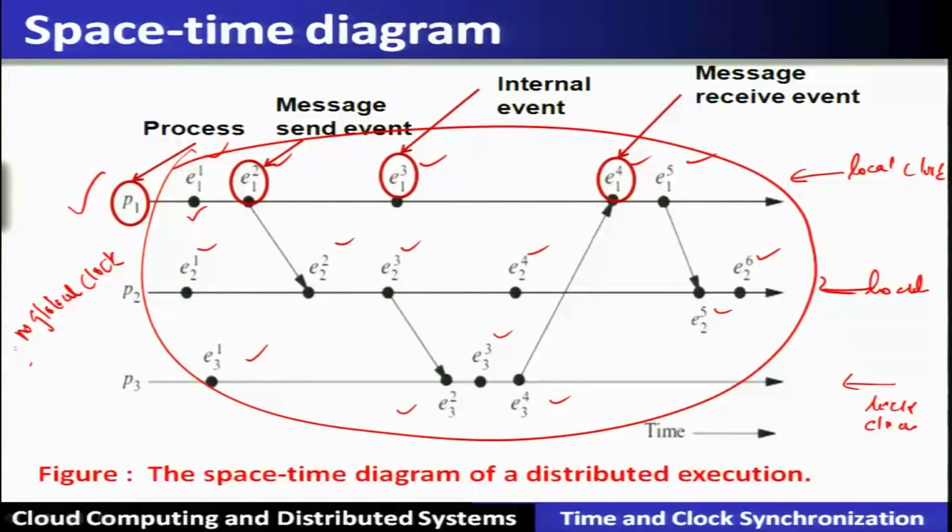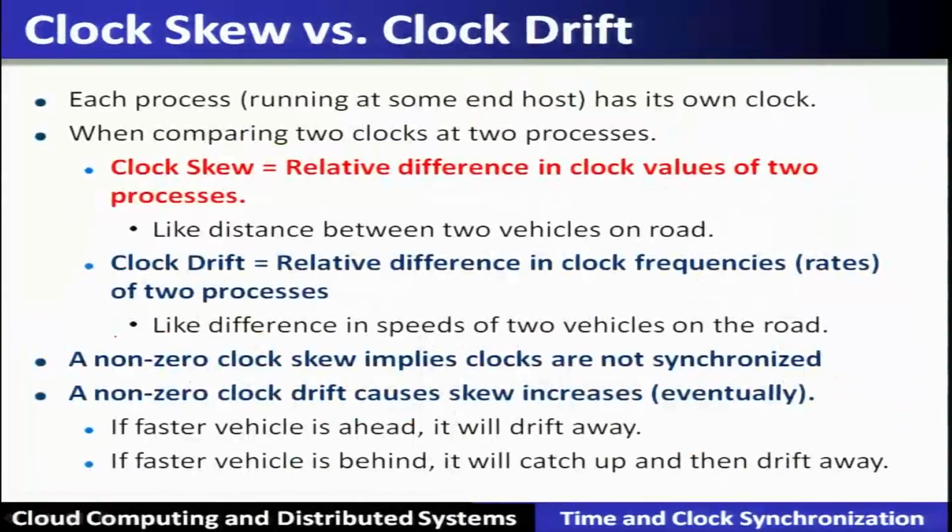Which can order all the events in the distributed system. So, to see how, in the absence of a global clock, the events are to be ordered in a distributed system, we will see through a systematic theory.